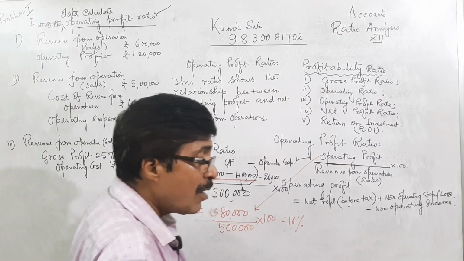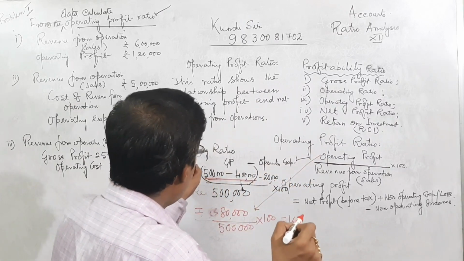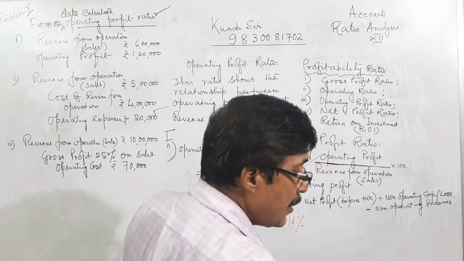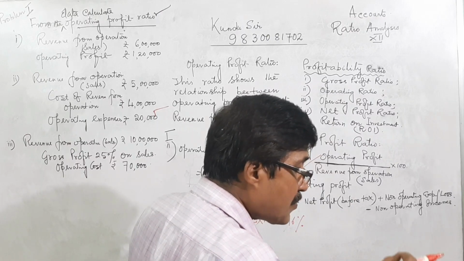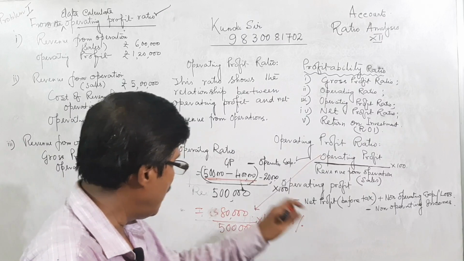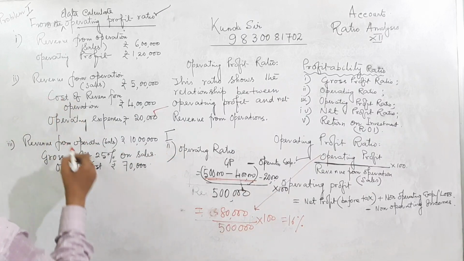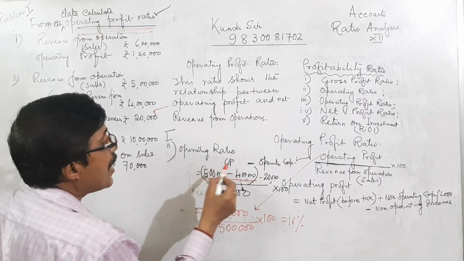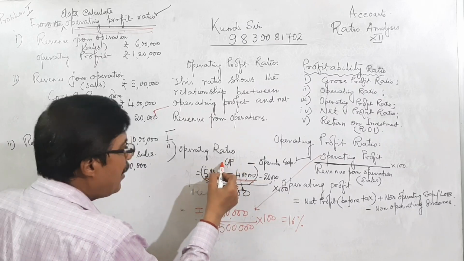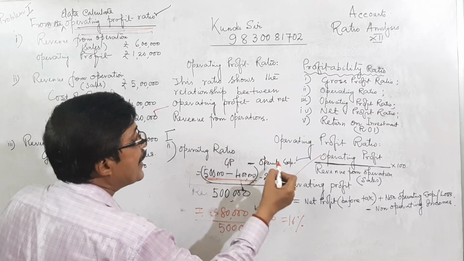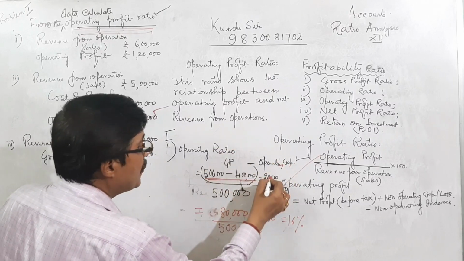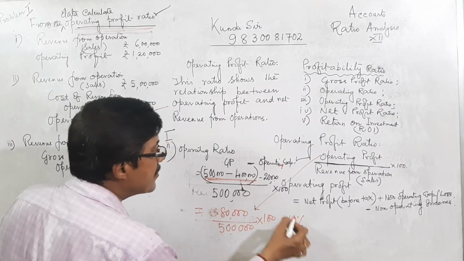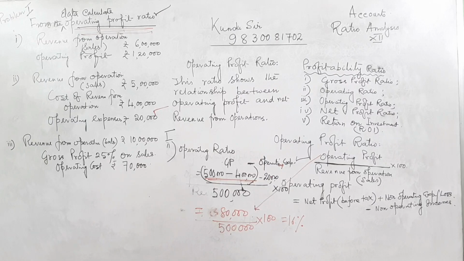16%. That is the operating profit ratio. Operating profit equals 80,000 divided by 5 lakhs into 100, equal to 16%. Operating profit ratio: from sales minus cost of goods sold we get GP. From GP we are deducting operating expenses of 20,000, then 80,000 divided by 5 lakhs into 100, that is 16% for the second sum.